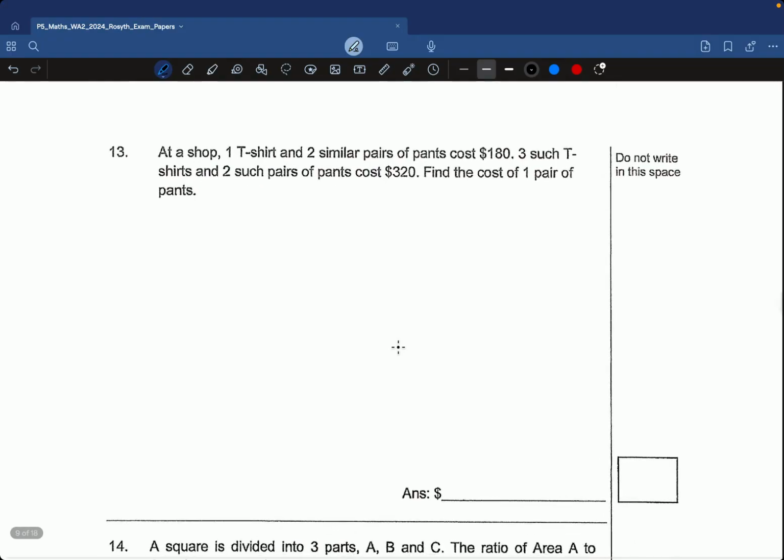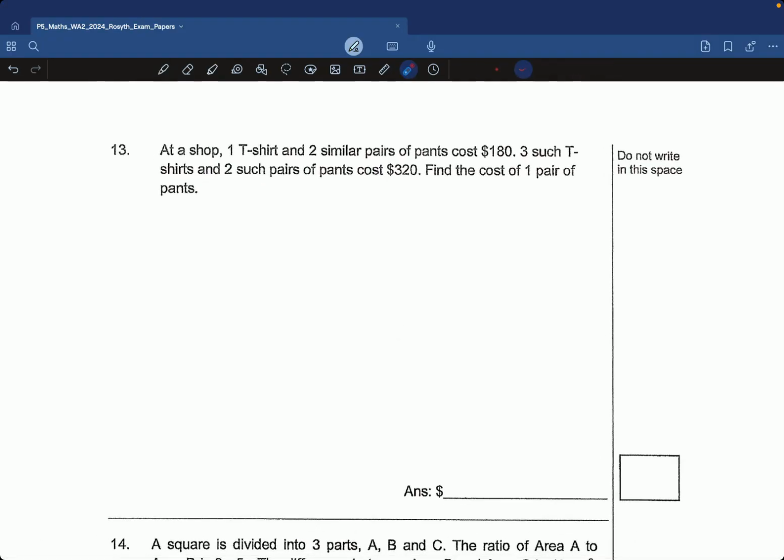All right, let's move on to question 13. So question 13, at a shop, one t-shirt and two similar pants cost $180. Three such t-shirts and two such pants is $320. Find the cost of one pair of pants.